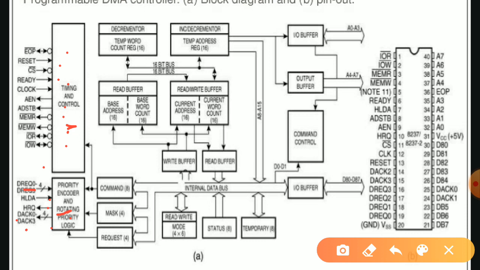This is the unit. See, the 8237 DMA controller is the device by which DMA transfers are controlled. That is why it is called the DMA controller device. And there are a number of registers available: the incrementer and the decrementer. This is the incrementer, which increments the addresses given, and this is the decrementer, where the count is stored, the count being required because it tells how many words or how many bytes we are transferring through the DMA operation.